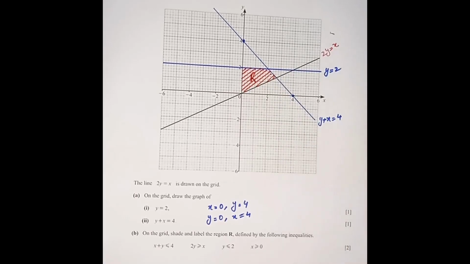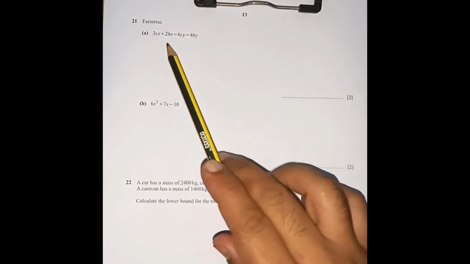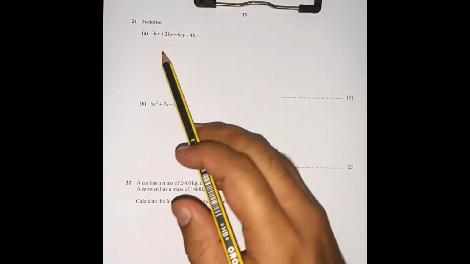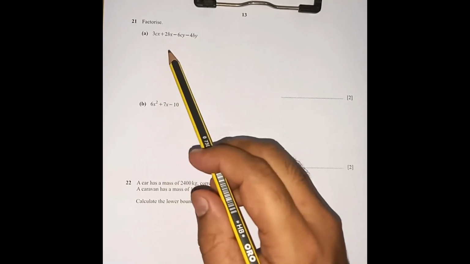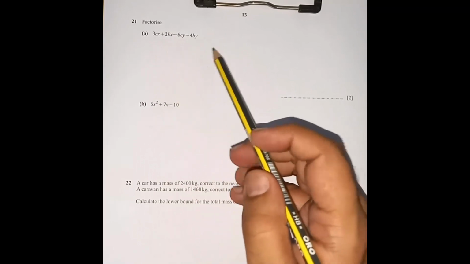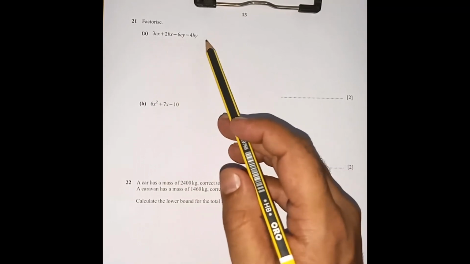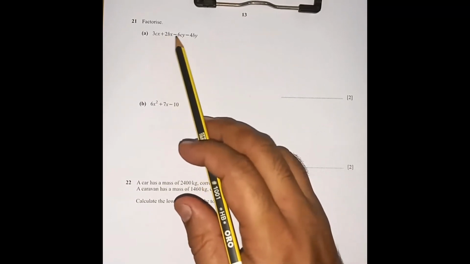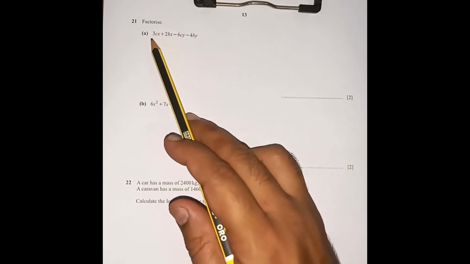Okay, so now we are going to move to the next question. Here is question number 21. Factorize the following expression: 3cx plus 2bx minus 3cy minus 4by. So we have to factorize, which means you have to take the factors in at least two combinations.